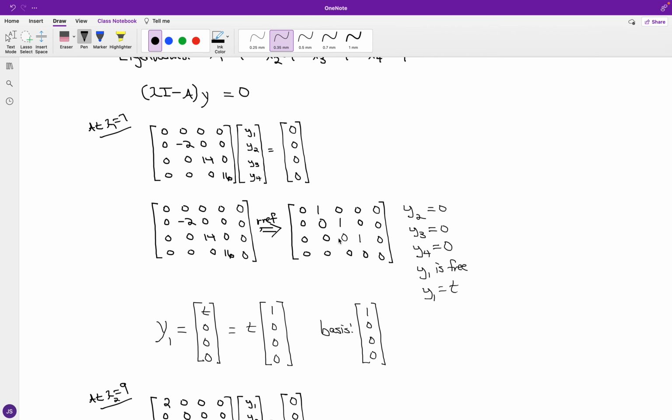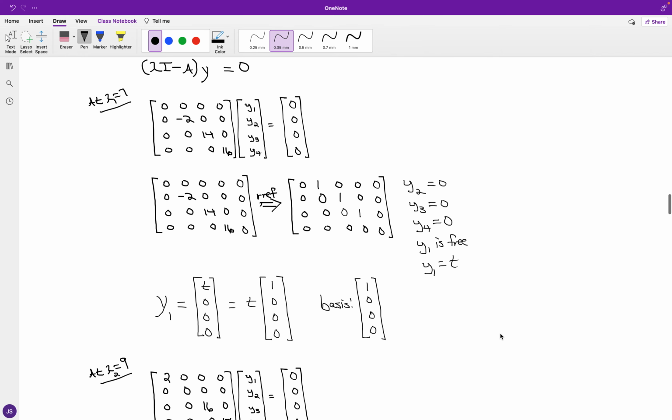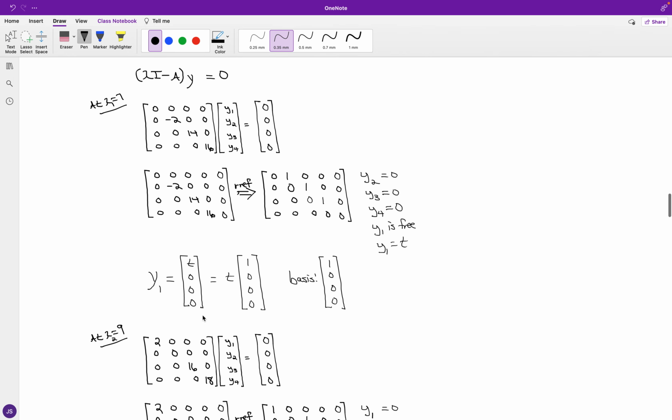we're going to have y sub 2, y sub 3, and y sub 4 equal to 0. Since there's nothing to signal that y sub 1 is isolated, since we have only zeros in the first column, y sub 1 is going to be a free variable, and we can set this equal to t. So for the first corresponding eigenvector, with y sub 1 at t and everything else at 0, upon factoring out t, the first eigenvector basis is going to be 1, 0, 0, and 0.